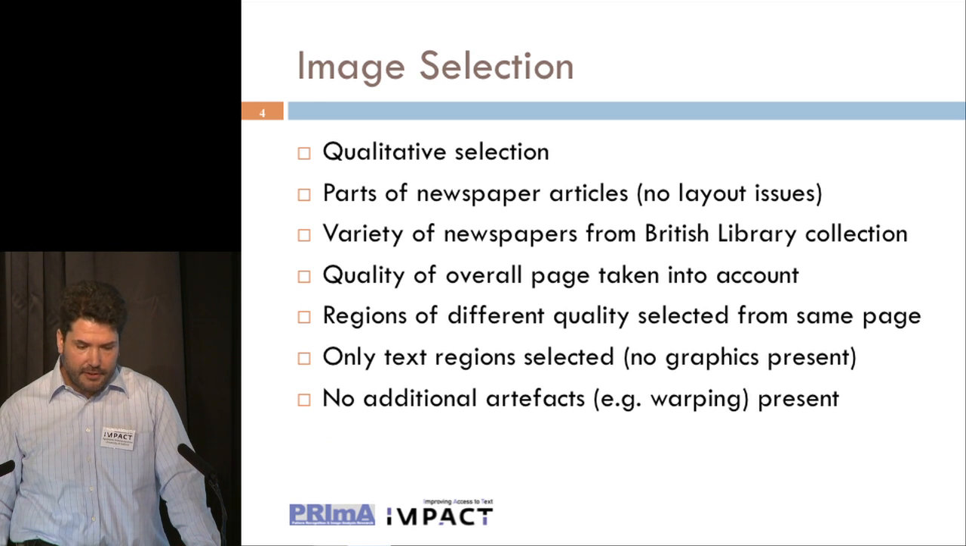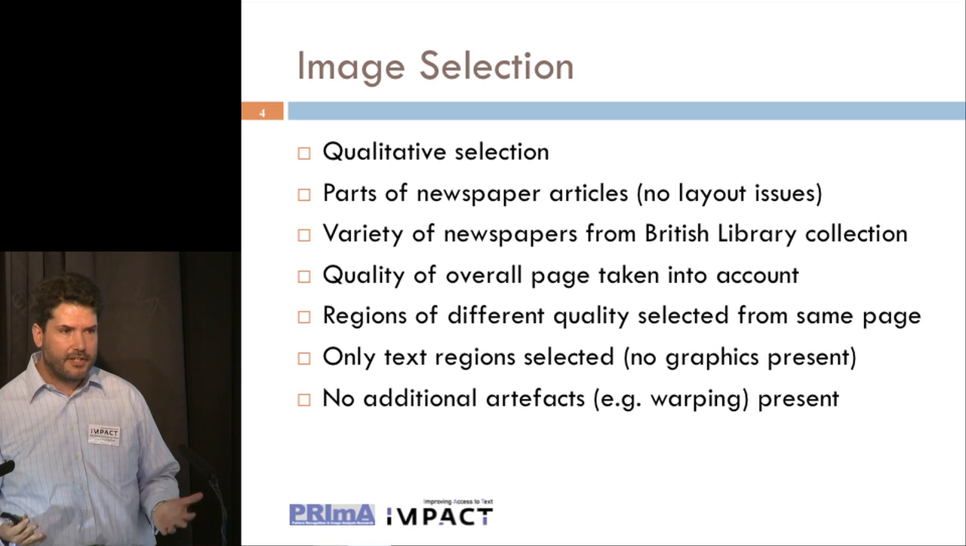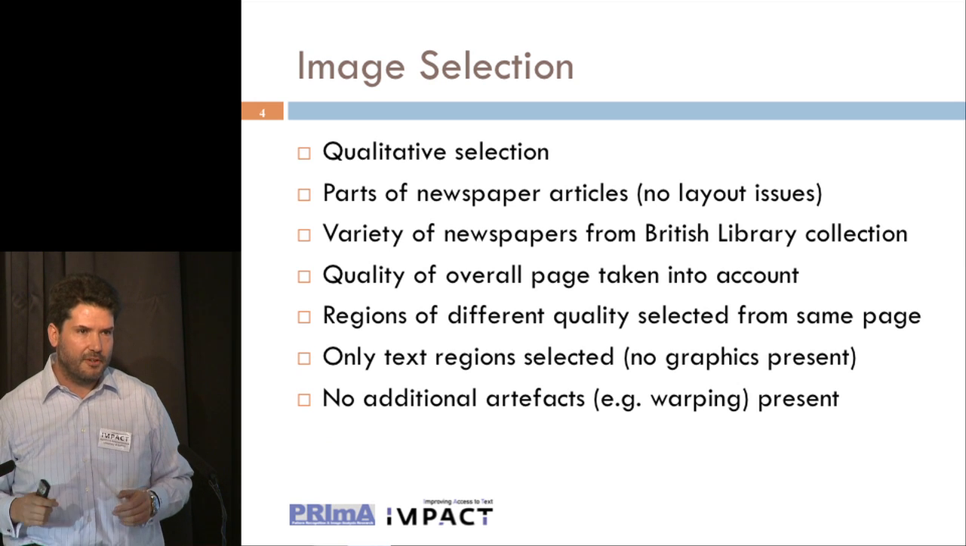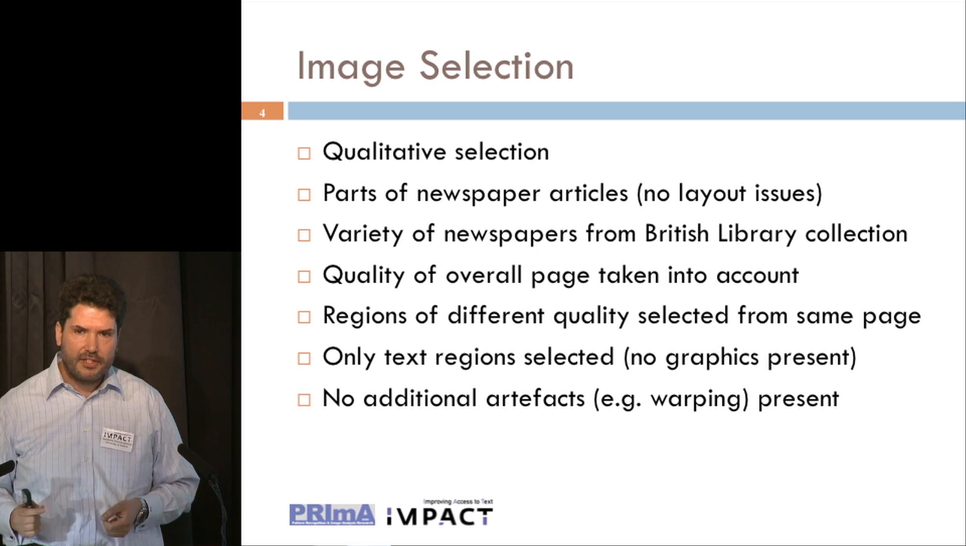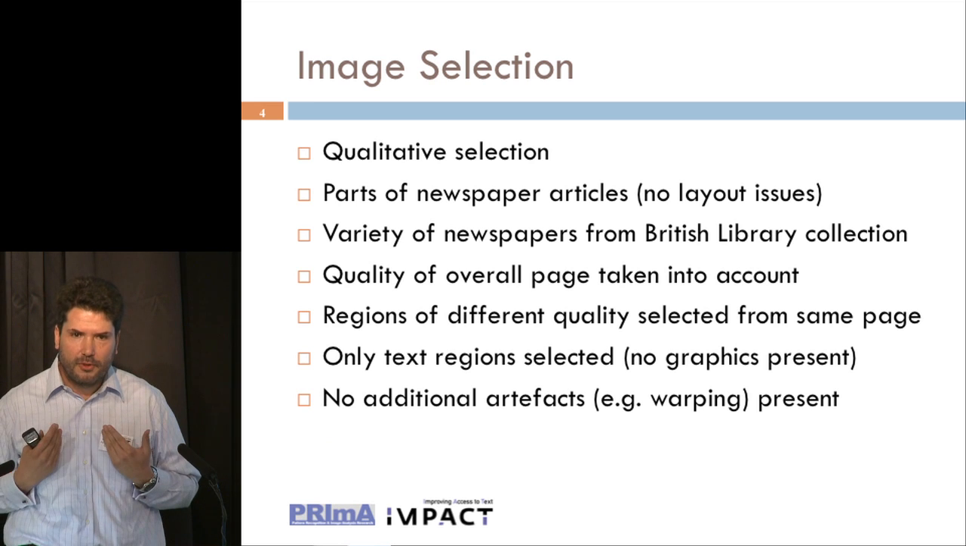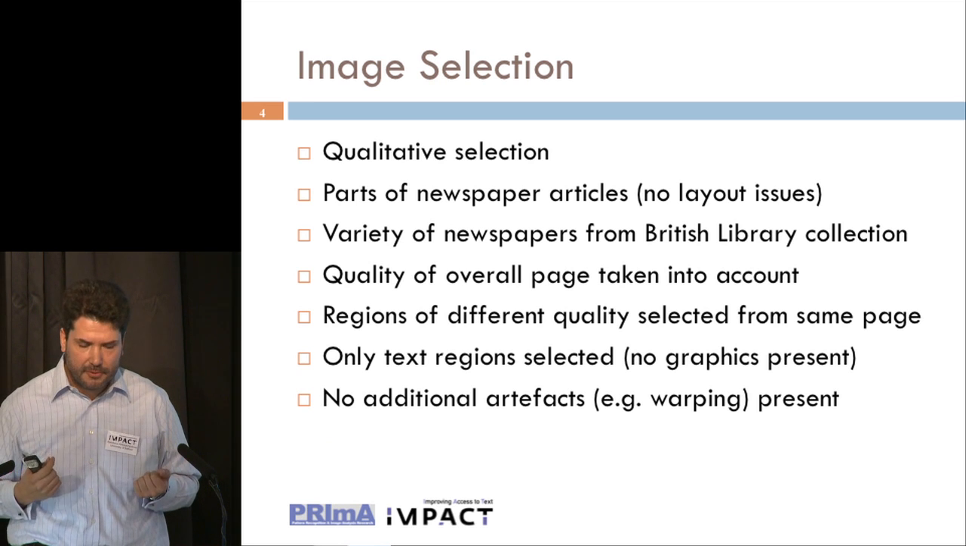The quality of the overall page was taken into account. So a newspaper where the overall page was bad or not as good, we selected some of those, and some that are average in terms of the sample, and some that were pretty good. Now our human eyes lie to us, of course, right?